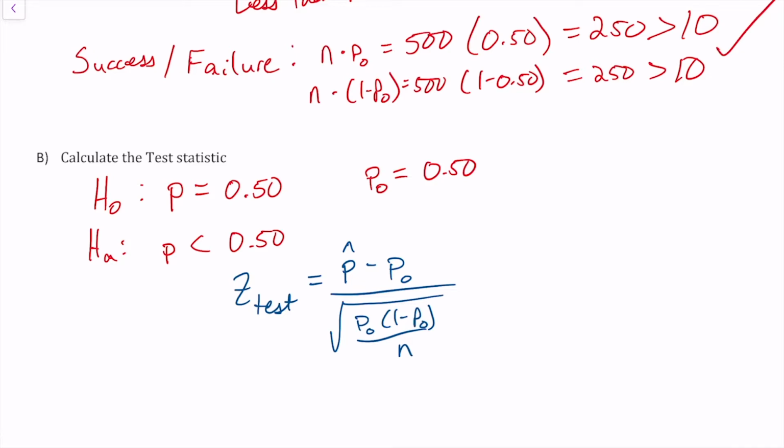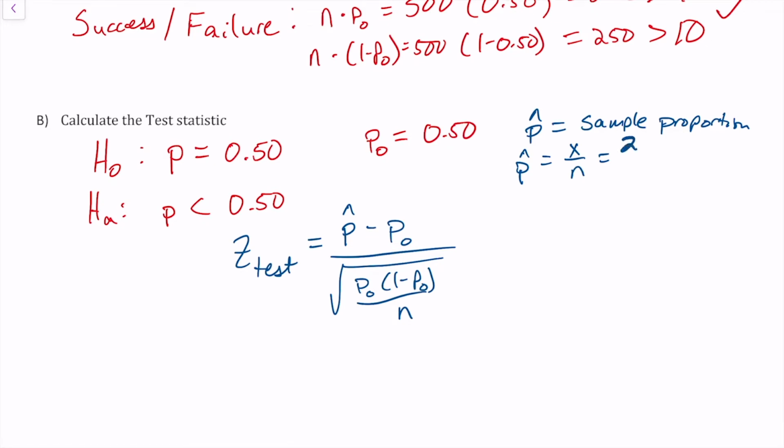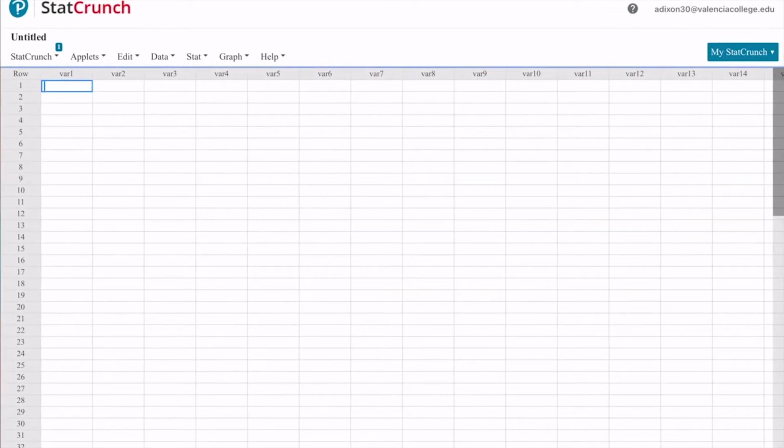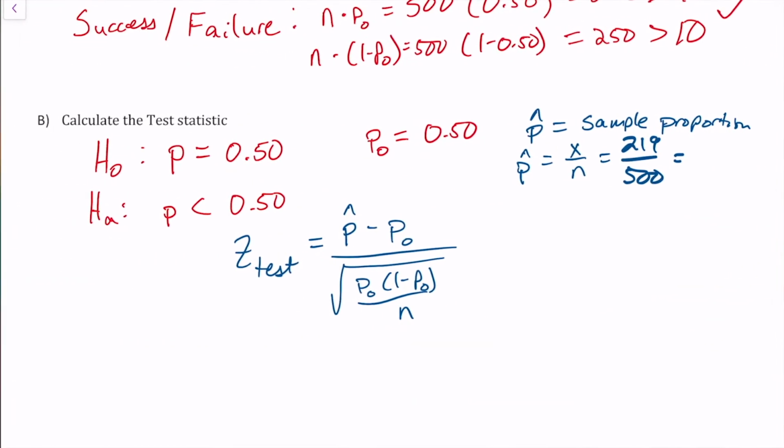We know p naught is 0.50. What is p hat? Remember, p hat is the sample proportion. Okay, this is where our data comes into play. So p hat is going to be x over n, the number of students that were prepared over the total number of students. Well, they told us there were 219 that scored higher than a 22 out of the 500. So we're going to do 219 over 500. And let's go to our calculator here. I'm going to do 219 divided by 500. And let's go 3 decimal places. That's 0.438.